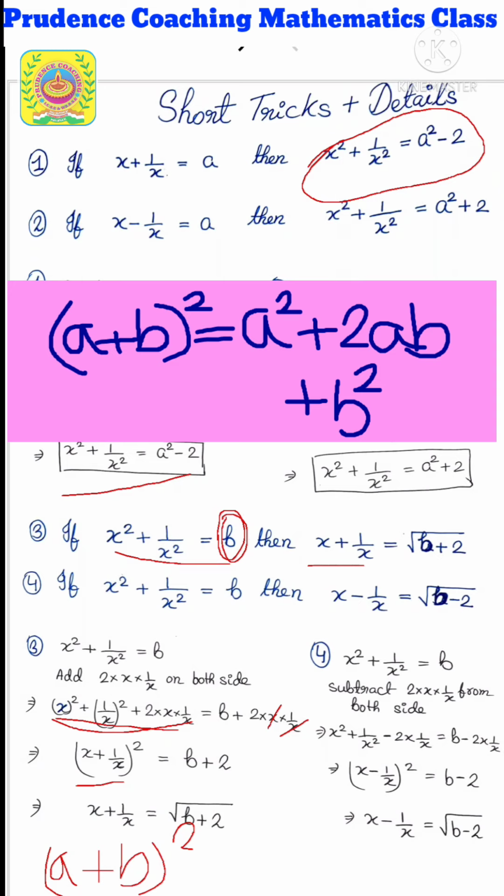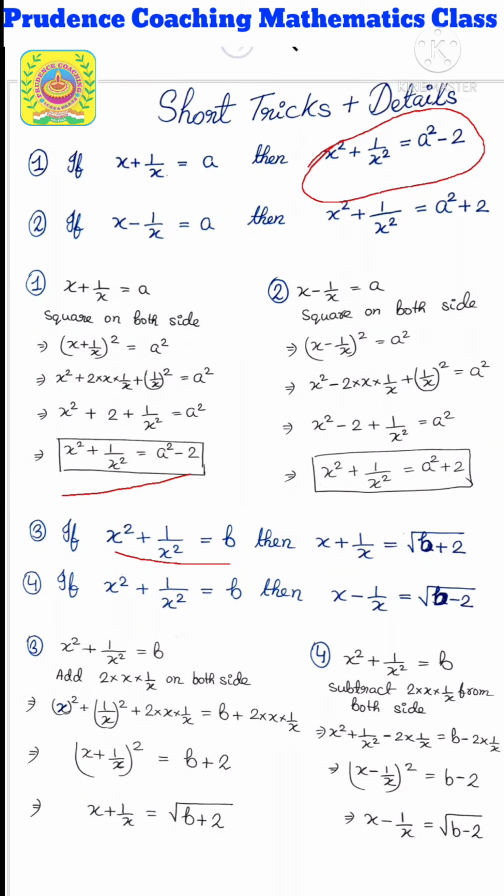Now we need to find out the value of x plus 1 by x, so we will just take the square root of the numbers on both sides. If we apply the square root, this 2 will be cancelled, and here the square root will be coming. So ultimately we will get x plus 1 by x equals root over b plus 2.